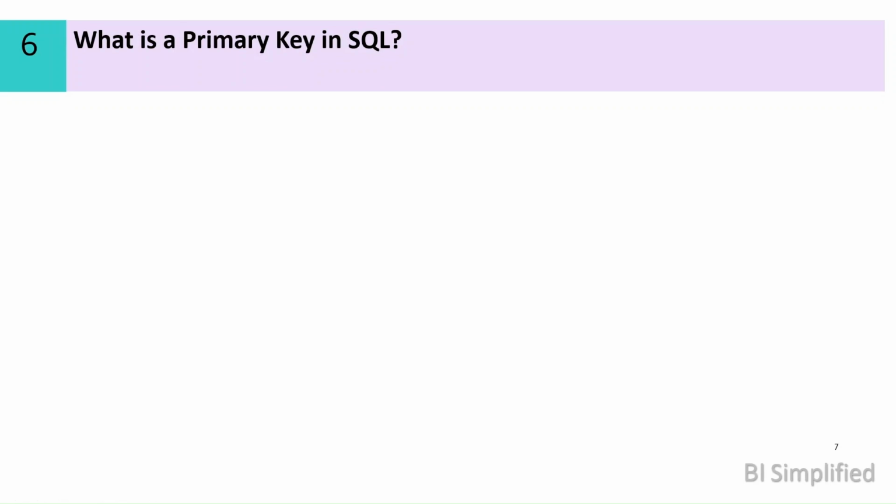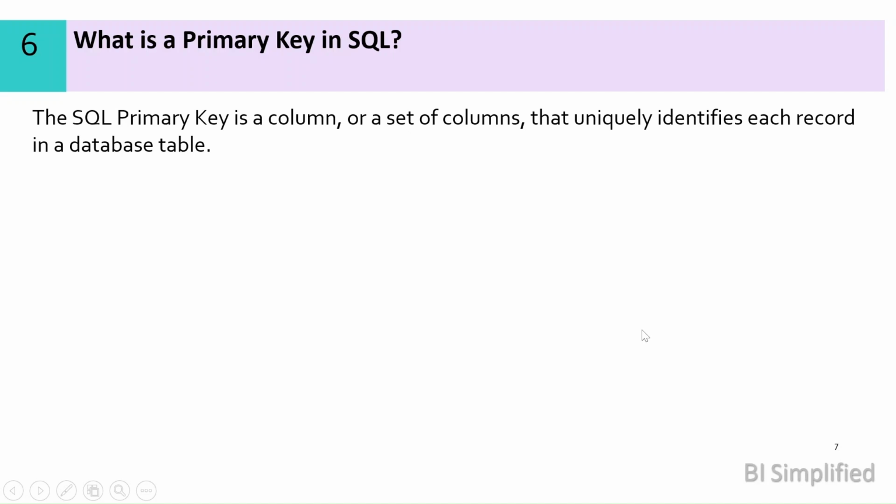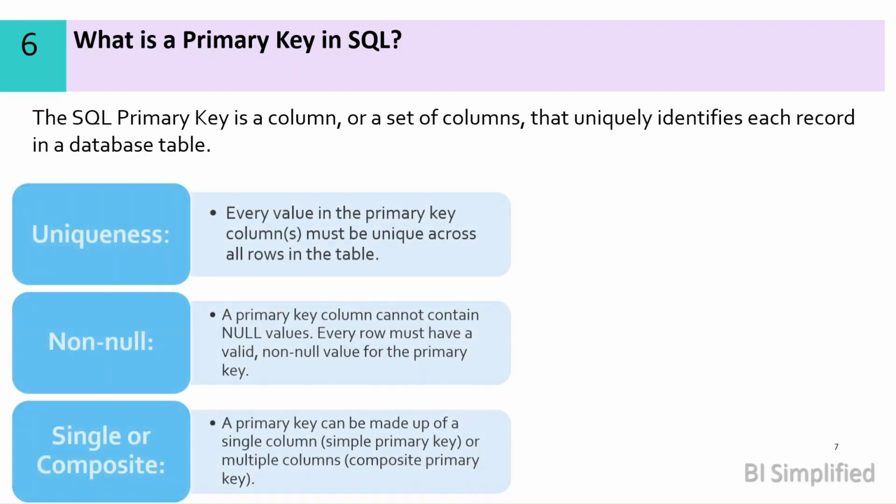What is a primary key in SQL? That is a very basic question and it is a very commonly asked question for the SQL interviews. And the answer is the SQL primary key is a column or a set of columns that uniquely identifies each record in a database table.